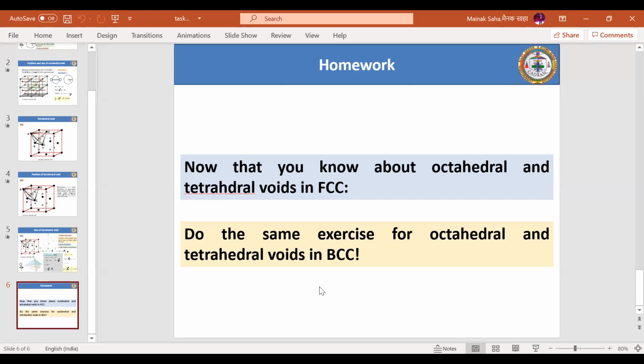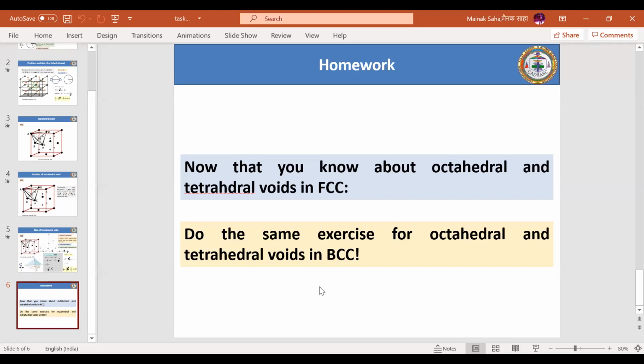Is it a good idea, or are you interested to do that in the BCC? FCC, I didn't want to talk about today because already it is 1 hour 30 minutes, then it would be 2 hours. Once you know the concept of octahedral void and tetrahedral void, can you do it for the BCC? Once you are able to do it yourself, you can do a lot of things. I will also upload some other things regarding why we should first understand voids. Why do we need to learn voids at all? Because you cannot be learning out of thin air.